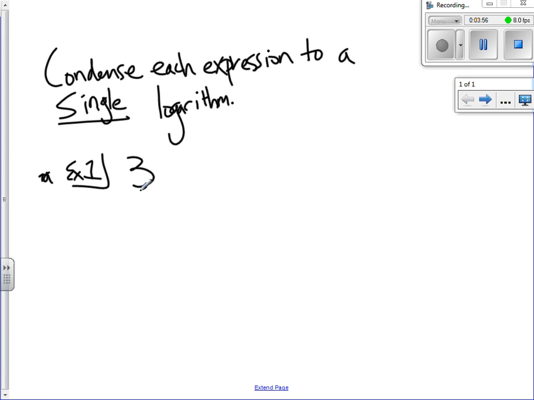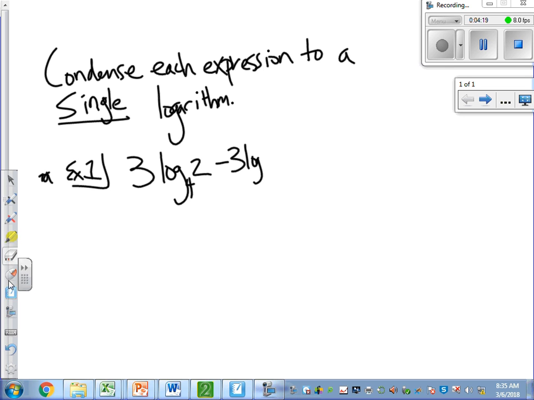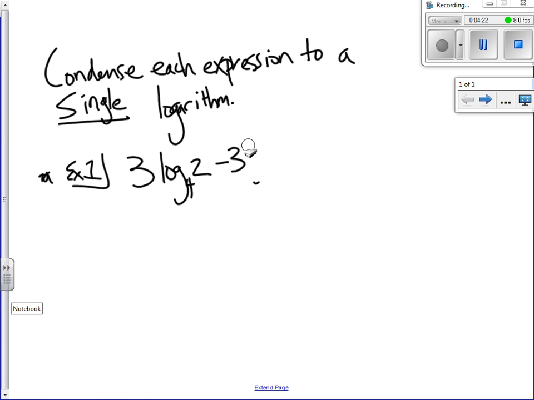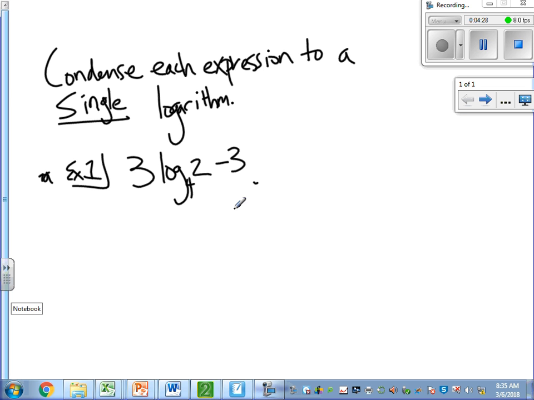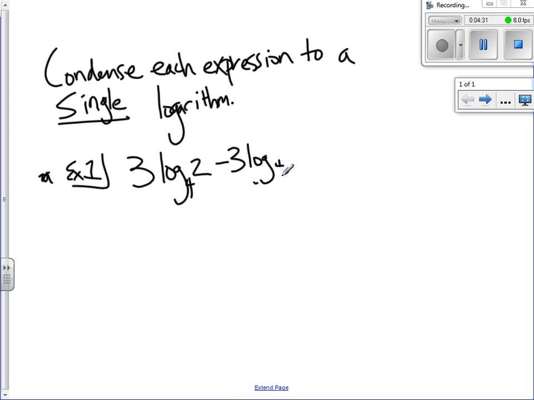Suppose you're given something like this: 3 times the log base 4 of 2 minus 3 log base 4 of 7. That looks really sloppy, so let me make that a little bit better.